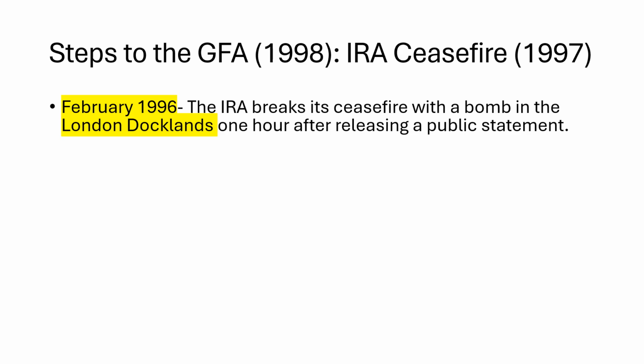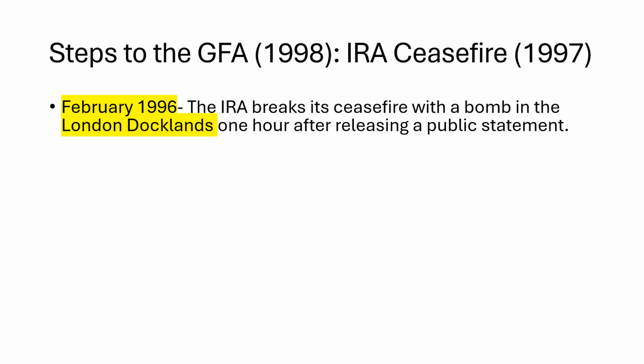The next big step then towards the Good Friday Agreement is the IRA's renewed ceasefire in 1997. We've talked already about this twice. The IRA ceasefire, the initial one announced in 1994, ends in February 1996. The IRA was unhappy with the direction talks were taking, and so they took the decision to end their ceasefire, announcing a public statement that that would be the case. And 1 hour later, they planted a bomb in the London Docklands area, is what we're going to go with. It's not necessarily 100% true, but that's what CCEA go with. So they plant the bomb in the London Docklands, and that ends their initial ceasefire.